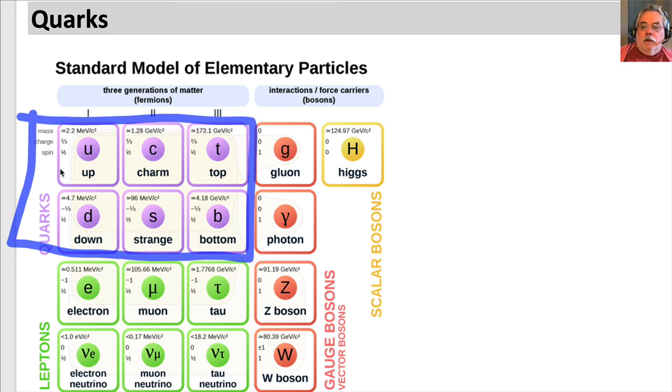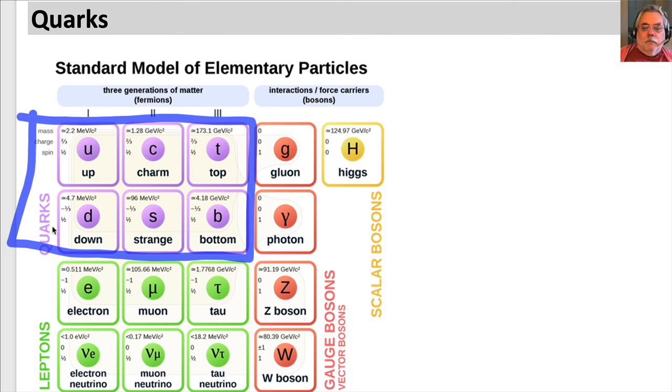The first row is the up quark, the charm quark, and the top quark, U, C, and T. 3 generations with progressively higher mass. These 3, in row 1, have electrical charge plus 2/3 elementary charge units. That is, opposite in sign to the electron and 2/3 the magnitude of the electron's charge.